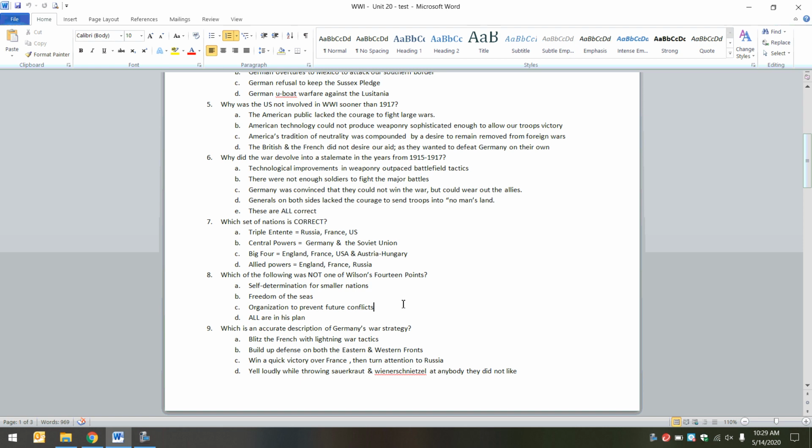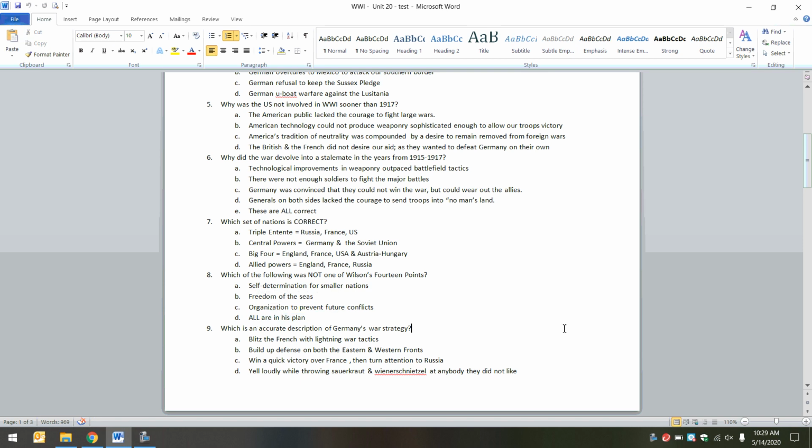Okay, number 8. Which of the following was not one of Wilson's 14 Points? Okay, so which was something that he did not want to do? Well, he wanted to help all the smaller nations, like the Balkans. He said we need to stop building up so much military navy on the seas, and we need a League of Nations to prevent future conflicts, which we did not join. So they are all in his plan.